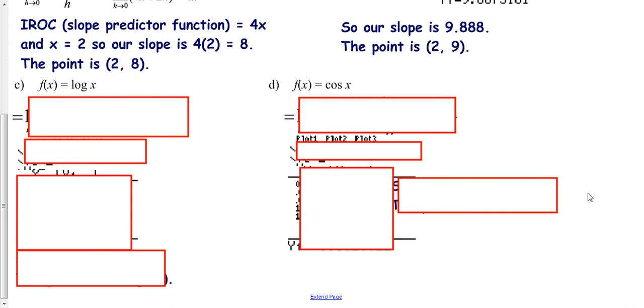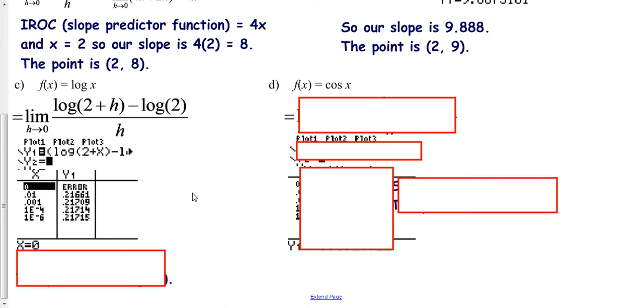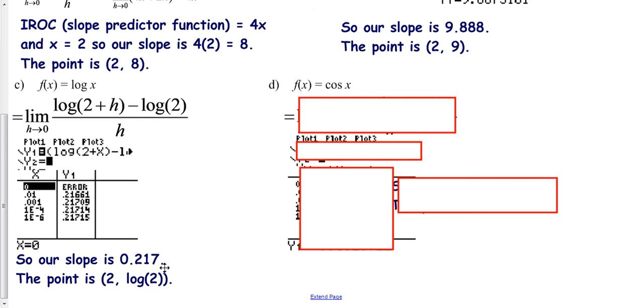Then we have our log and our trig function down here. We want to do pretty much the same thing. Set up our IROC formula. Now, we can only put this into our calculator because there's no way for us to algebraically solve it. Then you want to go second table and look at your table. And what we have right down here is our estimate of our slope. We have our point, 2, what we get when we plug 2 into our function. And then you should be able to find the equation of your tangent line from there.